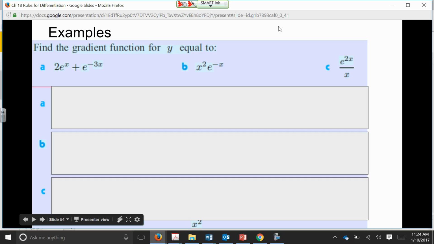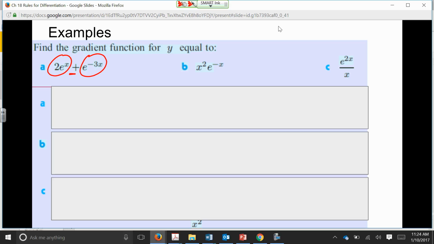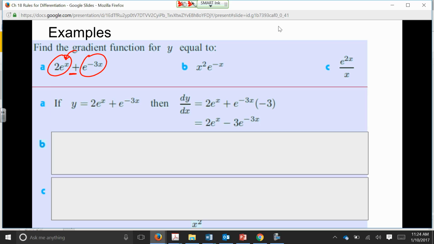We see first we have 2e to the x plus e to the negative 3x. Well, first of all, we have the addition rule. Because these two are being added together, we could treat the first part just as we would any other function. And we already know the derivative of e to the x is e to the x. So we can start out by saying dy dx equals 2e to the x, because the derivative of e to the x is e to the x, and the 2 just comes along for the ride because it's a constant there.